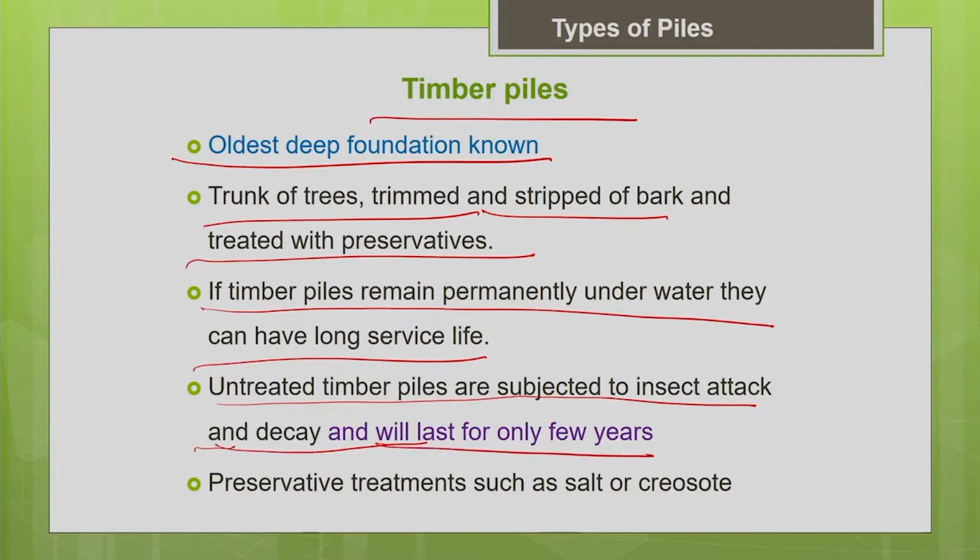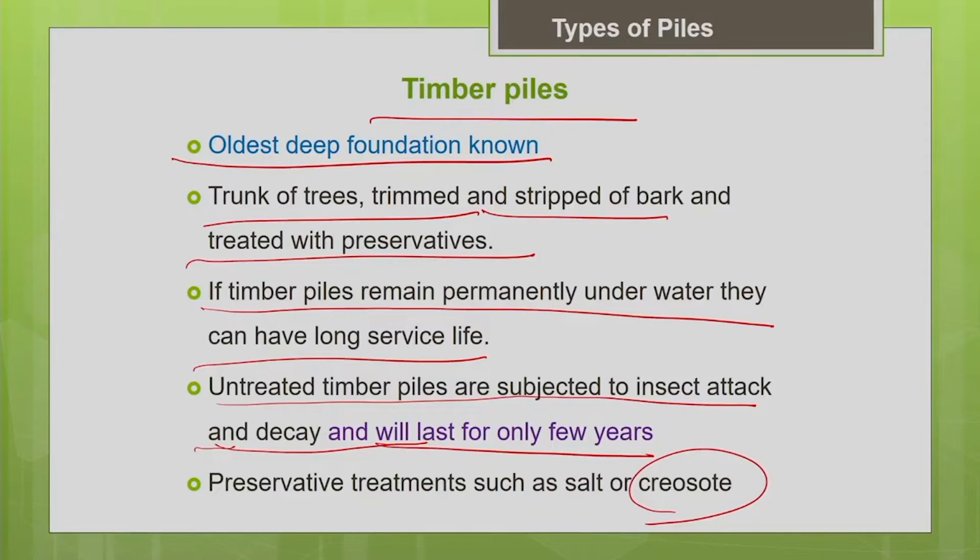So, what type of treatment can we offer to timber piles to protect them from insect attack and rotting? Basically, in the olden days they used to soak the timber in natural salt water. Okay. So, natural salt water is the best preservative. But nowadays we go for modern methods like creosote with pressure treatment. Okay. That is found to be very effective against insect attack and rotting.